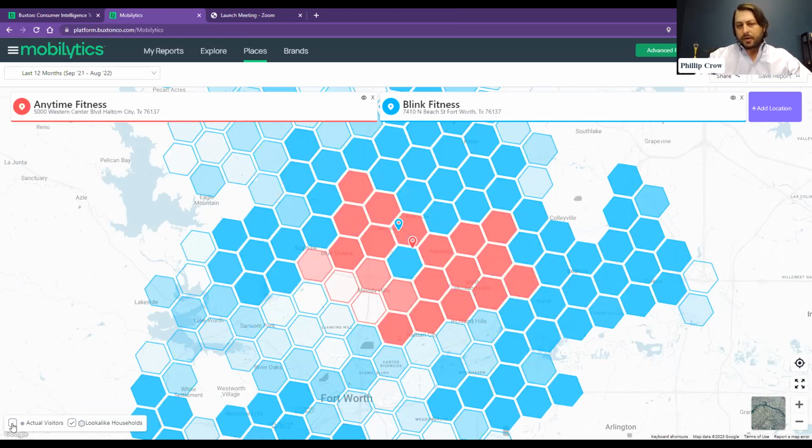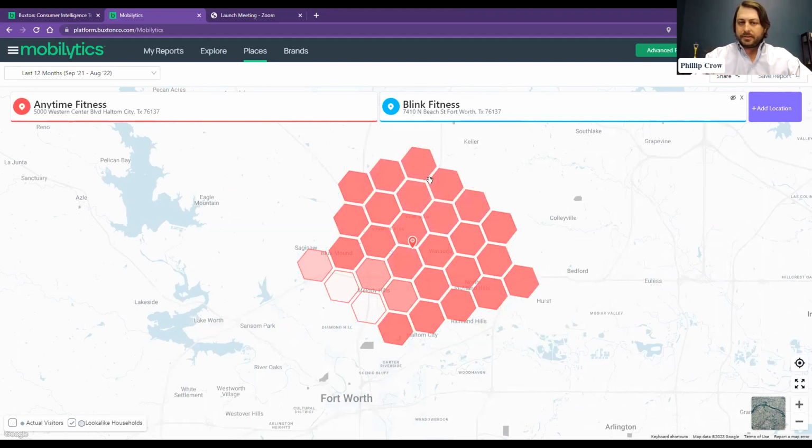Because I want to talk about one thing that happens here on the map, and this is an insight that probably most of our users don't really understand as well as they should. So if I turn off our Blink Fitness location, you'll see that up here in the top right portion of this trade area, these cells are all red, indicating they're part of the Anytime Fitness trade area.